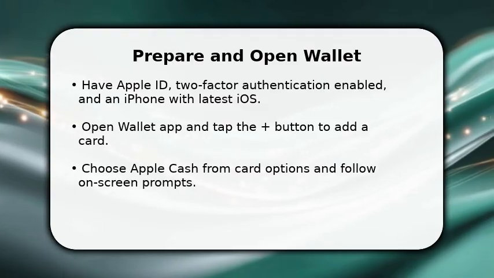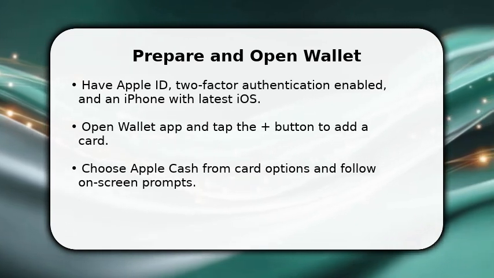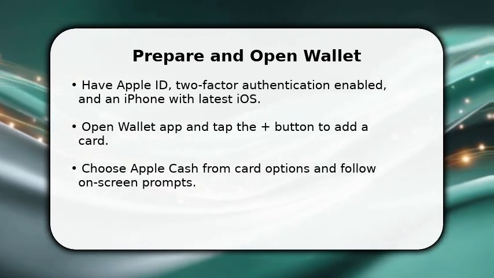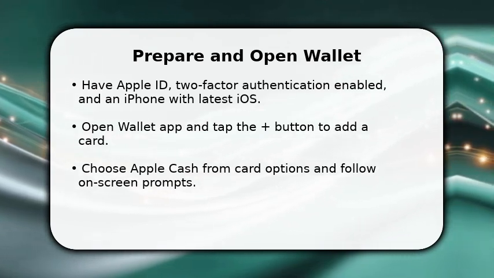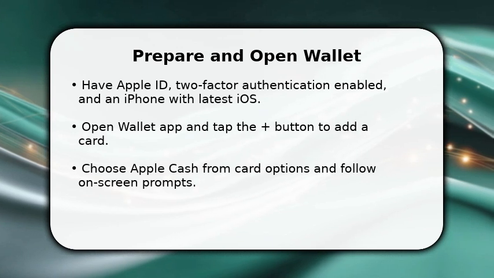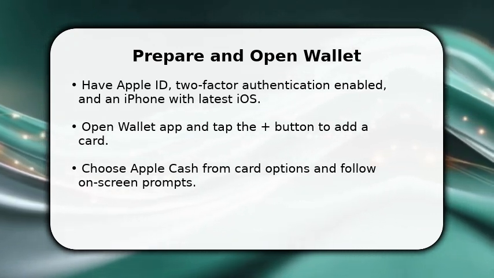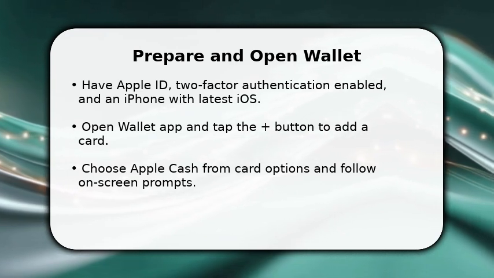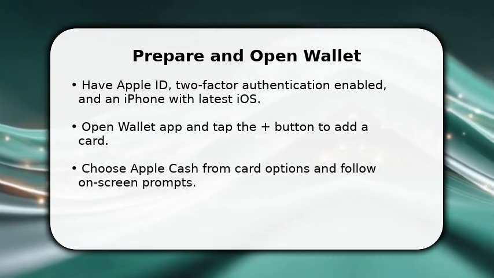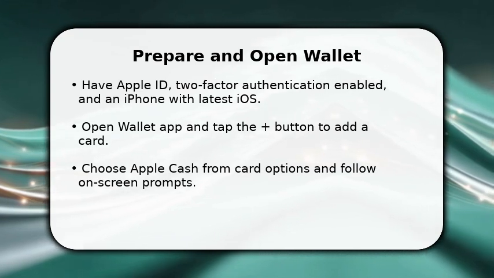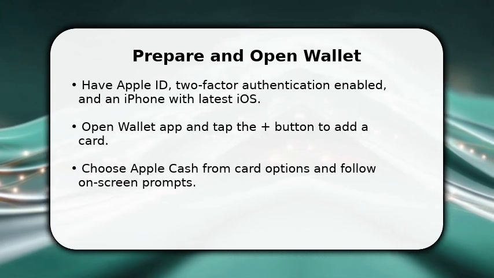You'll start by confirming prerequisites: your Apple ID, two-factor authentication, and an iPhone updated to the latest iOS. Open the Wallet app and tap the plus sign to add a card. Choose Apple Cash from the list. When prompted, agree to terms and verify identity. You'll need to enter basic personal details. This begins the secure Apple Cash setup flow, so make sure to proceed without skipping verification steps. Once done, you'll be ready to link funding sources next.